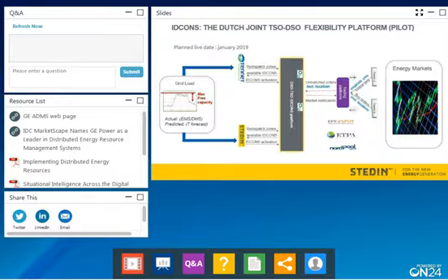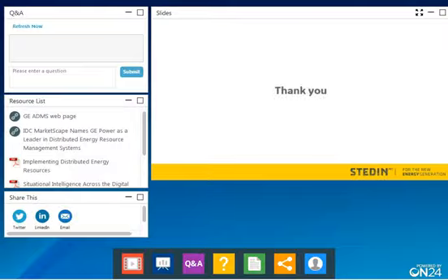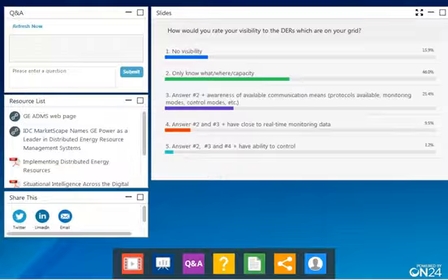Before we get to the Q&A, I'd just like to take a minute to recap the results of the poll question that Fred asked earlier. As you can see here, it looks like we have a clear winner with number 2, with 46% of the votes coming in saying they really only know what and where capacity. So Fred, is that what you were expecting from this poll?